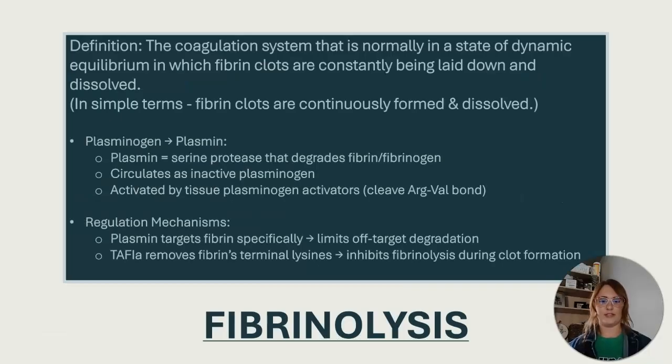Fibrinolysis is the coagulation system that is normally in a state of dynamic equilibrium in which fibrin clots are continuously being formed and dissolved. Plasmin, the serine protease that is responsible for degrading fibrin and fibrinogen, circulates in the form of plasminogen. There are various types of plasminogen activators, and they are found in most body tissues. They all cleave the same ARG-VAL bond in plasminogen to produce disulfide bridge-linked two-chain serine protease, plasmin.